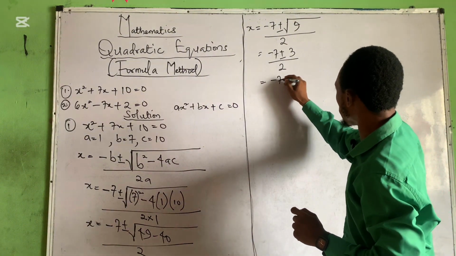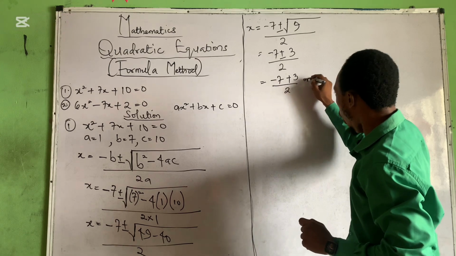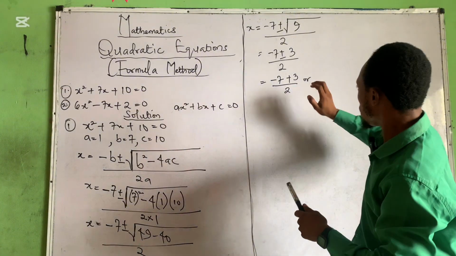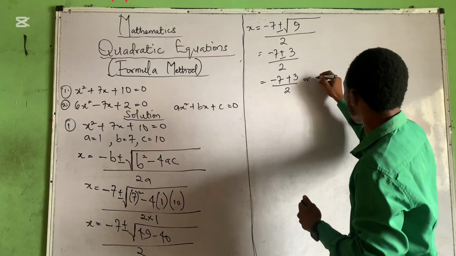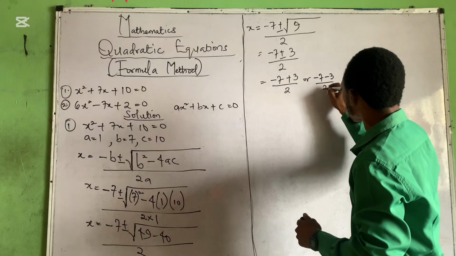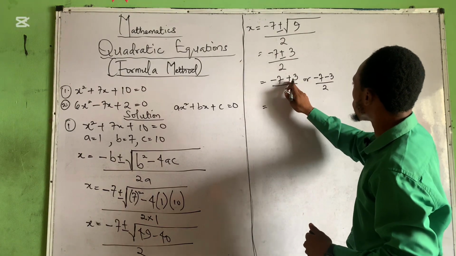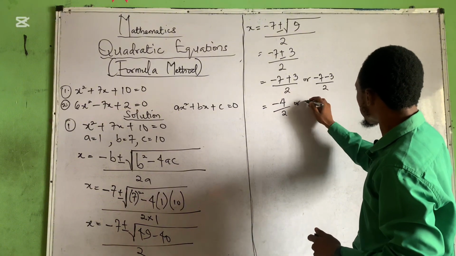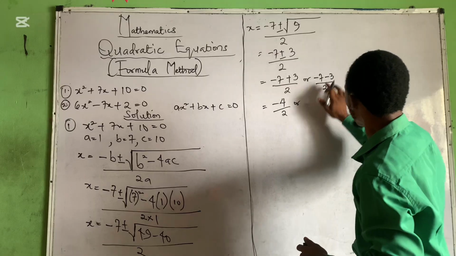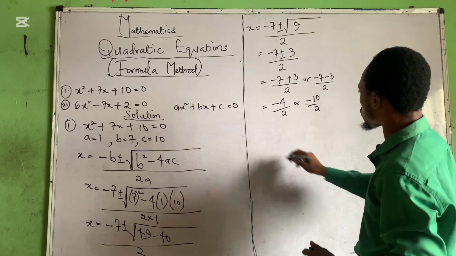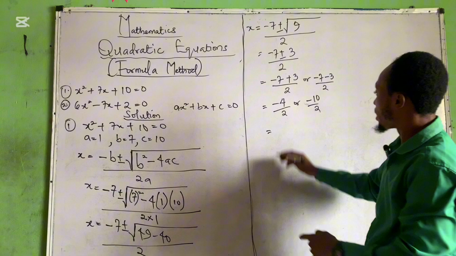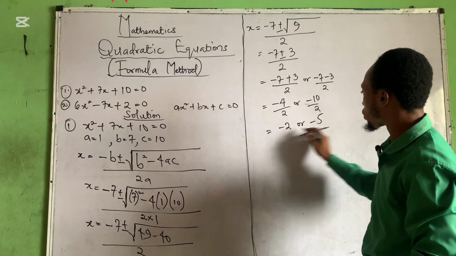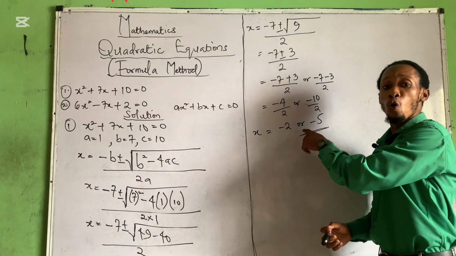Now the next thing we're going to do is to split these signs. We have minus 7 plus 3 over 2, or minus 7 minus 3 over 2. Remember in your quadratic equation, we always have two roots, two answers. So the first one is this and the second one is this. So x equals minus 7 plus 3 is what? Minus 4 over 2. Or minus 7 minus 3 is what? Minus 10 over 2. 2 can go in minus 4 how many times? Minus 2. Or 2 can go in minus 10, minus 5. So the roots of our equation, x equals minus 2 or minus 5.